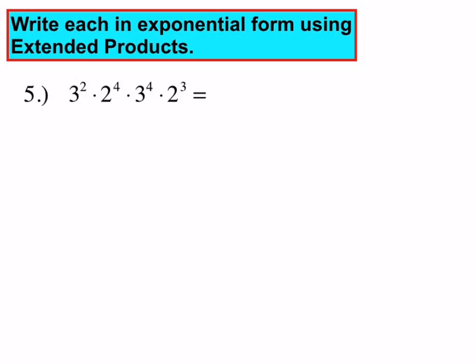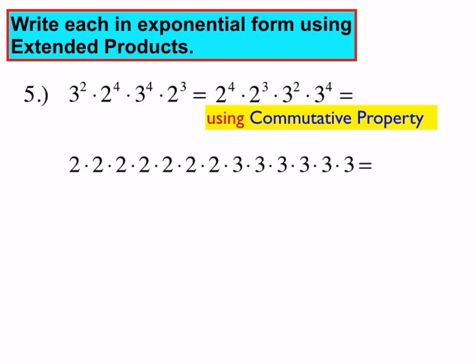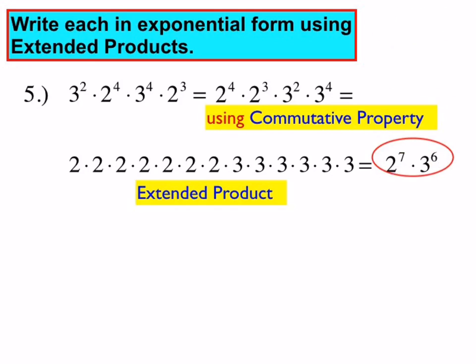All right, let's take a look at 5 through 8. Number 5, extending the product after using the commutative property looks like this. I can see that I have 7 2's and 6 3's. Therefore, in exponential form, we have 2 to the 7th times 3 to the 6th.